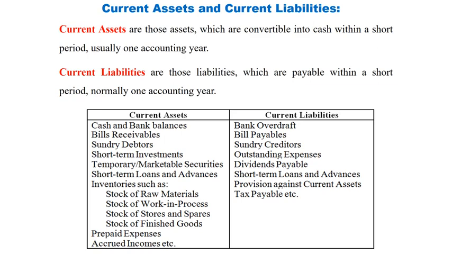Current liabilities include bank overdraft. Normally, bank overdraft will be given for 3 months to 6 months. Bills payable, sundry creditors, outstanding expenses, dividends payable, tax payable, short-term loans and advances taken by the company from others. Provision against current assets like provision for bad debts, etc. comes under current liabilities. Okay, hope you understood the current assets and current liabilities.